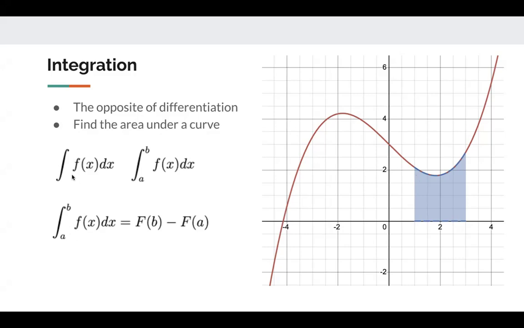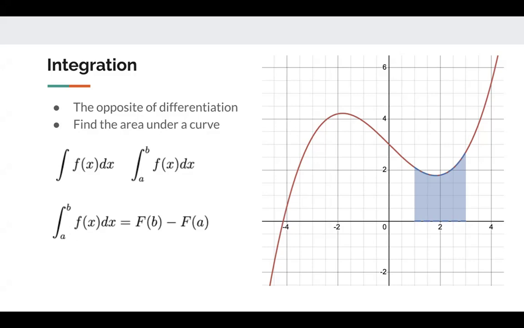The reason the symbol looks like this is it's actually an S, but just really long. If you imagine drawing an S and then making it really long, that's the symbol. And the S stands for sum, because you can think of this as taking a bunch of little rectangles under this curve and adding them all up to get their area. So an integral just gives you the total amount that a function has if you add them all up.